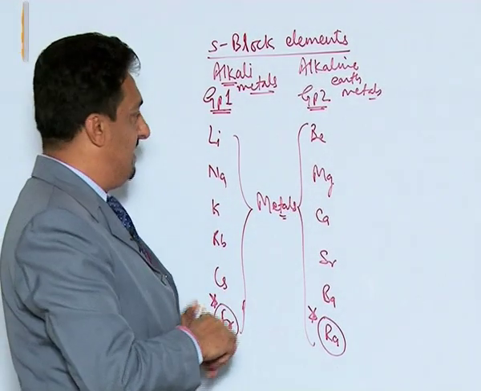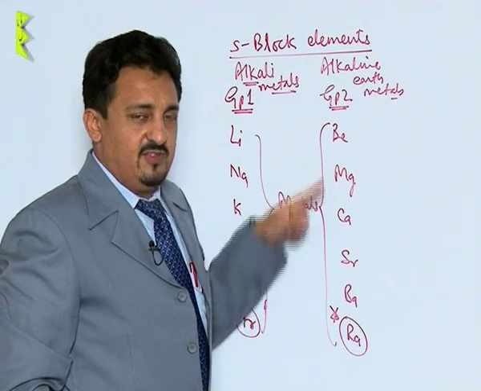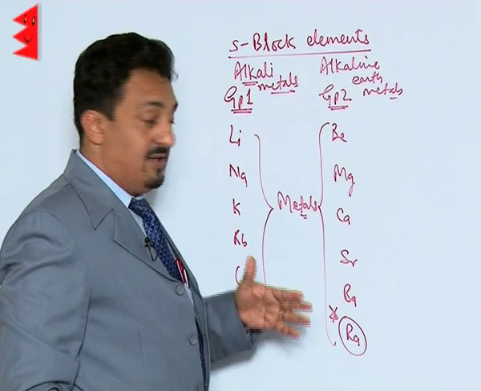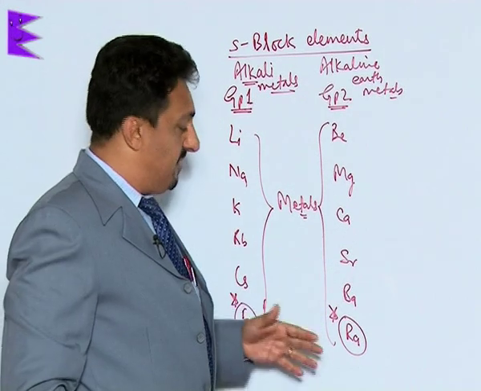Now the first elements, lithium and beryllium, show very different behavior from the rest of the elements. We will understand later the reasons for their anomalous behavior, which makes them different from the rest of the elements.